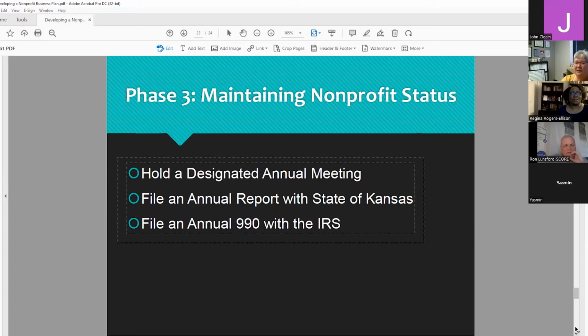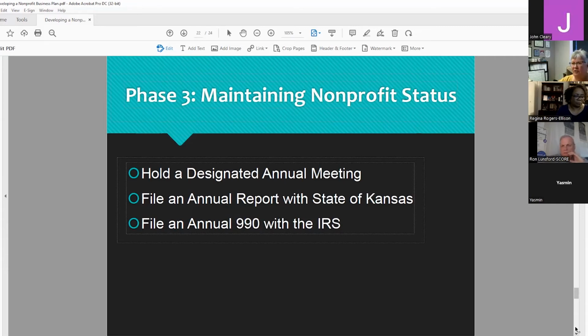Yeah, because I see a lot of nonprofit organizations lose their incorporation because they didn't file that annual report with the state of Kansas. You go online back to where you got your articles of incorporation. You can do a search for your organization, and there's a place you can click on that says file your annual report.